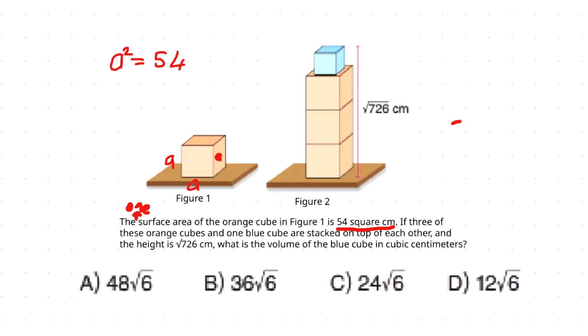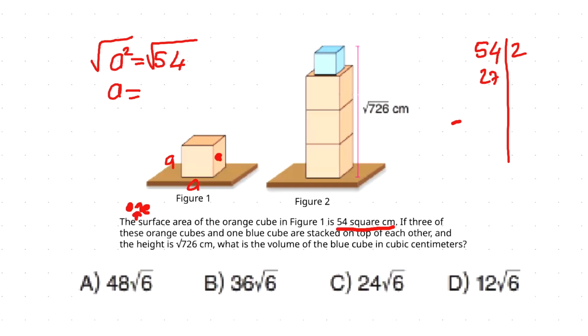So to find the value of A, we will go ahead and take the square root of both sides. A equals, what is the square root of 54? Let's do that again here, the way we have been doing. Divide 54 by 2, and you will get 27.